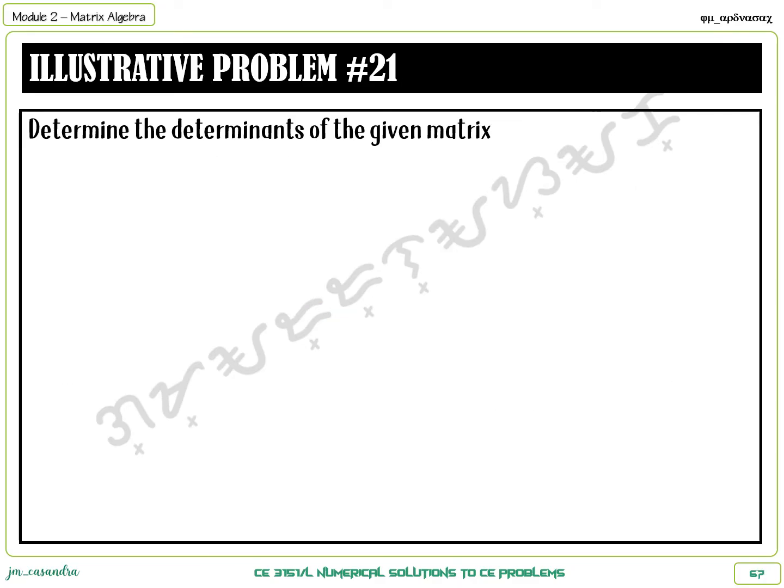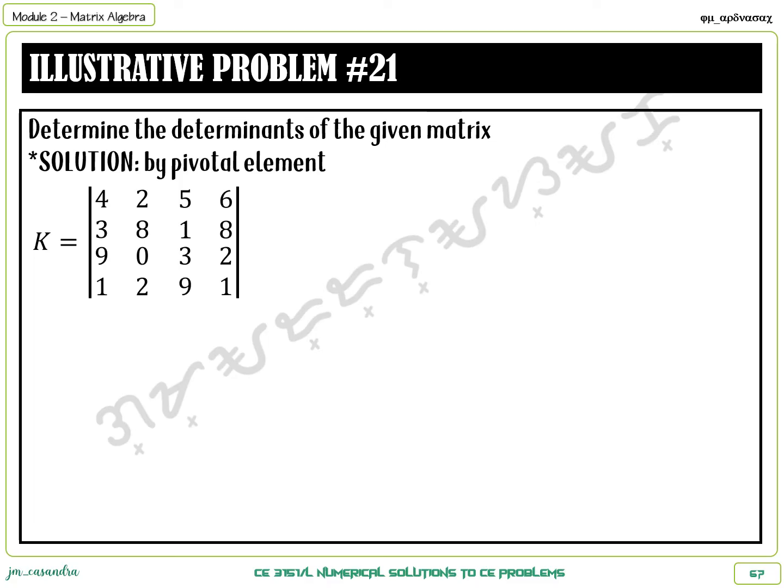So let's solve example number 21. So let's solve the previous problem number 19 by pivotal element. So we have matrix A, which is a 4 by 4 matrix. So what we will do for pivotal element is to choose any element that is equal to 1. So we have three options. Okay, so we have 4, 1, 4, 4, and 1.